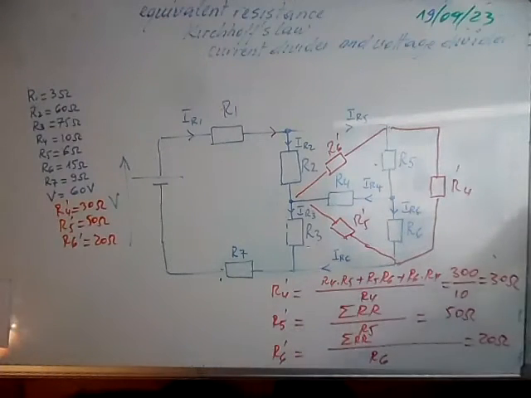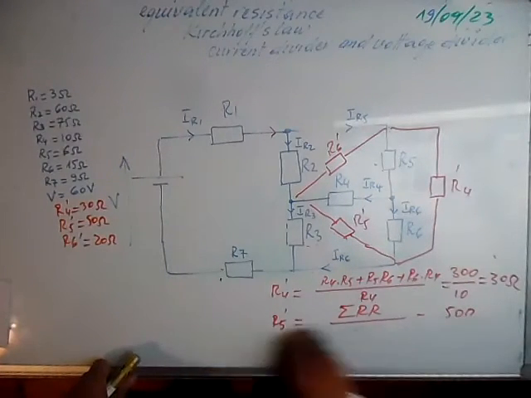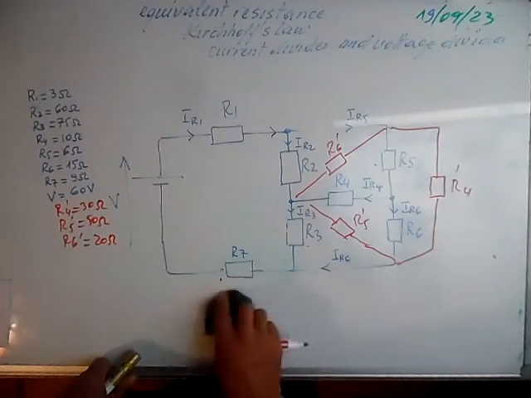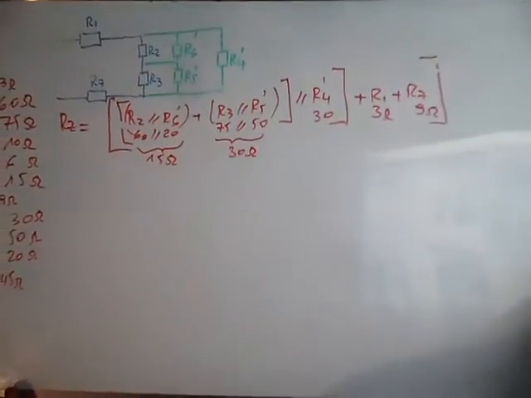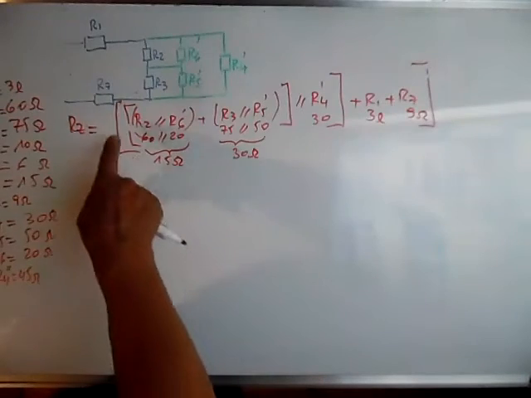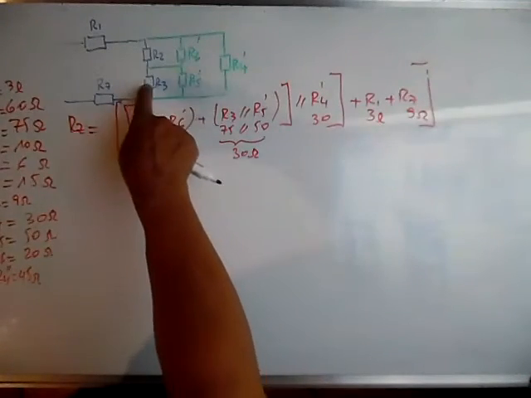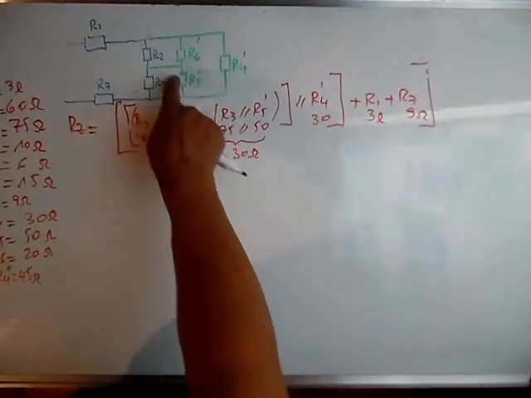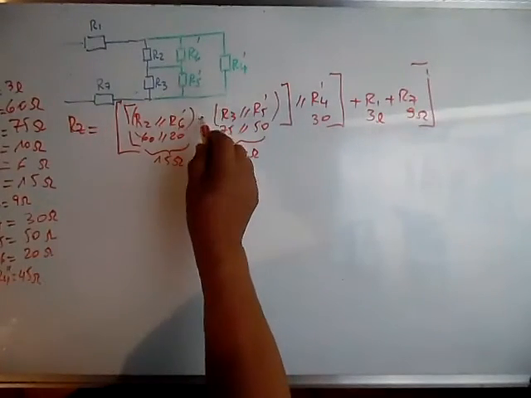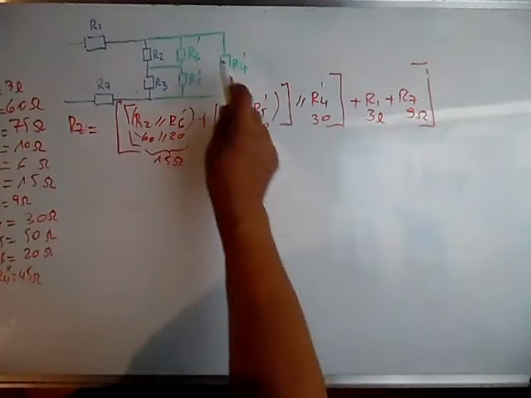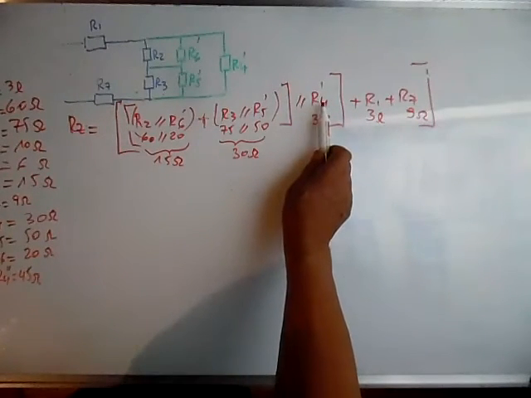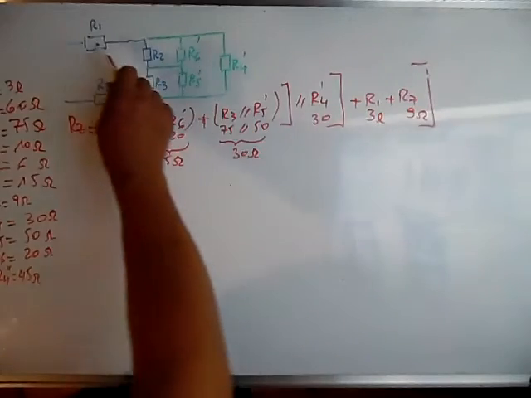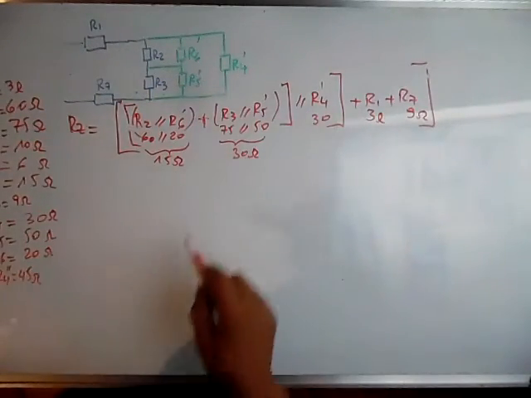From here we go and calculate the equivalent resistance. I'm sorry, equivalent resistance. We see these two are in parallel. These are in parallel, and later they are in series. We use this one, and later these four are in parallel with R4 prime, and later these two are in series with the whole.